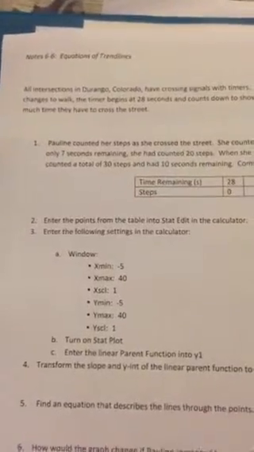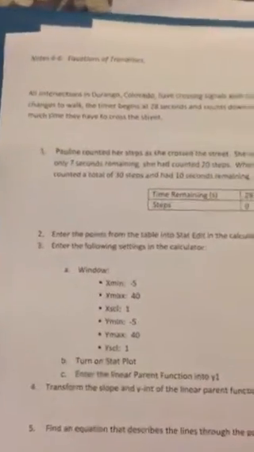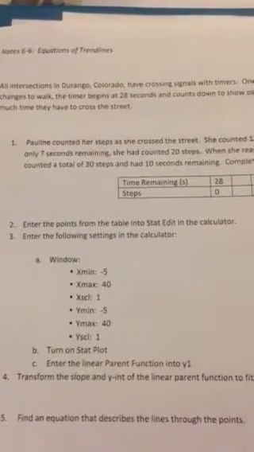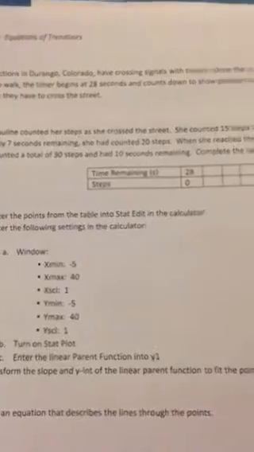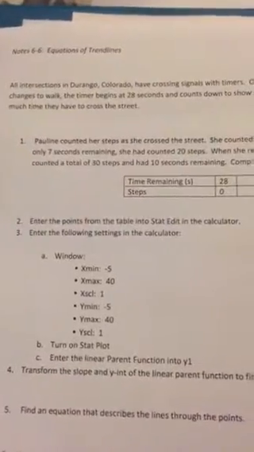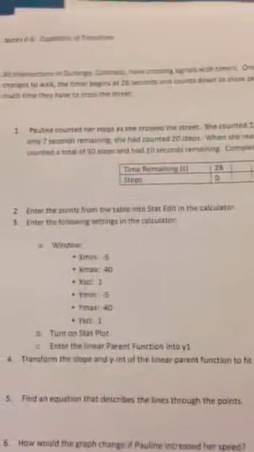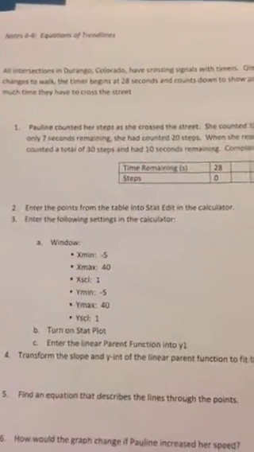Hi, these are Notes 6.6, Equations of Trend Lines. For the first example, all intersections in Durango, Colorado have crossing signals with timers. Once the signal changes to walk, the timer begins at 28 seconds and counts down to show the pedestrians how much time they have to cross the street.